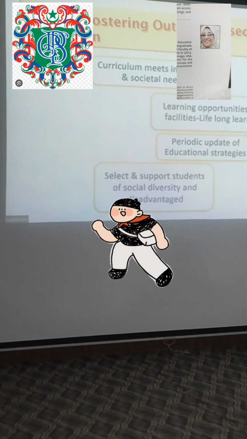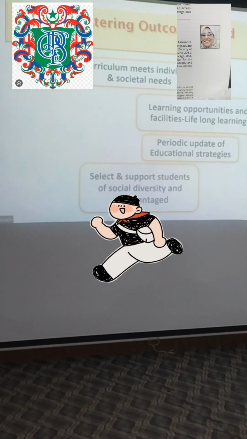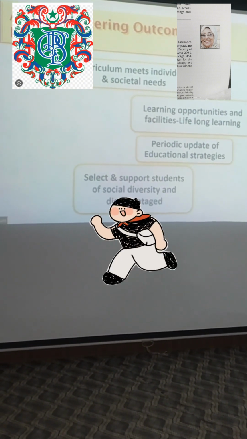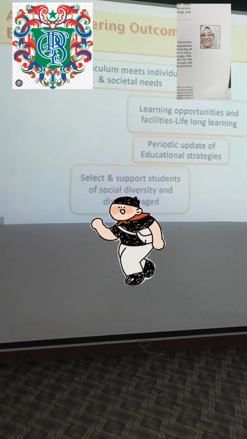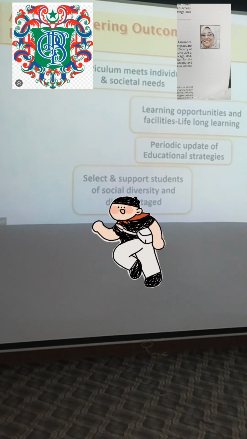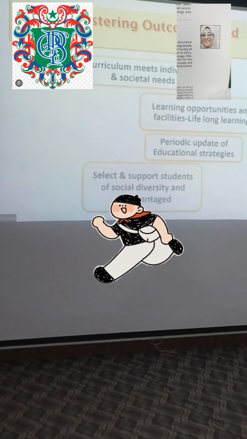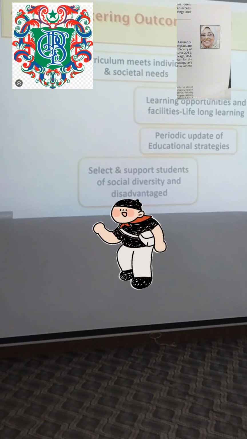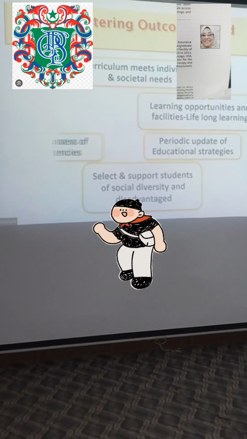Of course, this may not be relevant to your country, I'm not sure, but it is not relevant to my country because we have a central selection and distribution of students. So some schools, if they do not have this system, should select some students of social diversity and disadvantaged students.